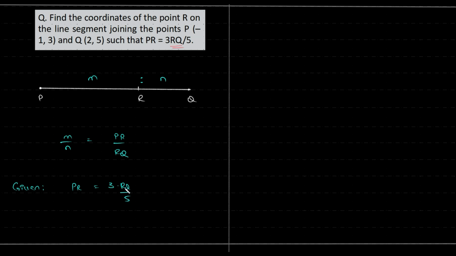It's very simple. All I have to do is transpose RQ over here. See, this term is there. So PR we have, RQ we have, and the remaining numbers on the right hand side is 3 by 5. Done. We got the ratio directly. So m is to n over here is 3 by 5. So this is in the form of 3 is to 5.